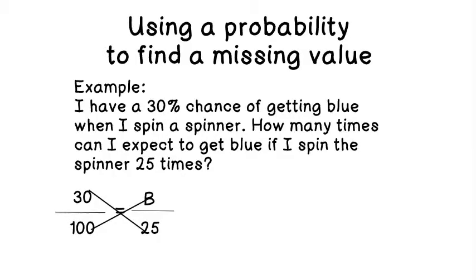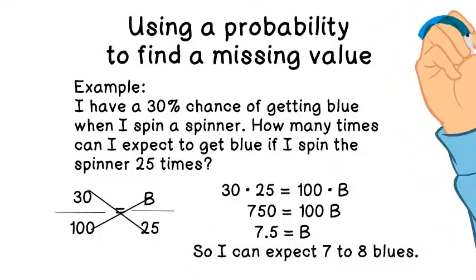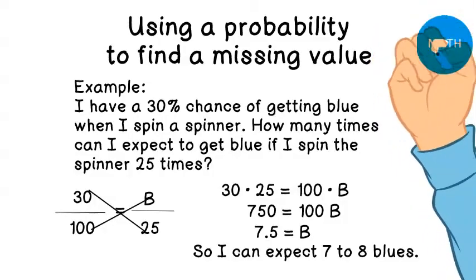I then cross multiply and I get 30 times 25 equals 100 times B. I then solve that equation and I get B is equal to 7.5, which means I can expect 7 to 8 blues.